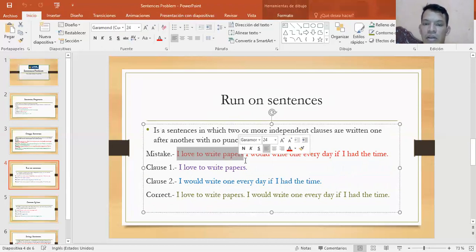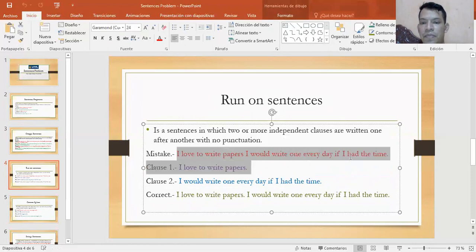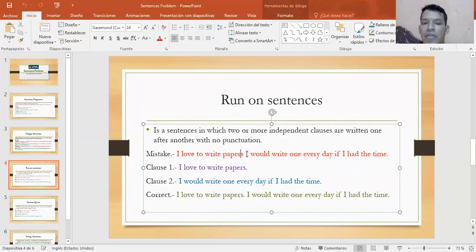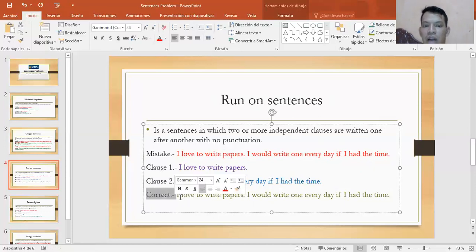It's a clause. It's an independent clause. And this is another independent clause. So we have two independent clauses in this, but we don't have coherence, because we say I love to write papers, but here we need punctuation to give coherence to the sentences. For example, I love to write papers.